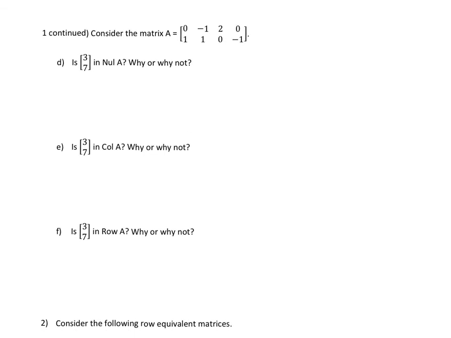So we'll test it. The matrix [0, 1, -1, 1; 2, 0, 0, -1] times [3, 7]. Does that equal the 0 vector? The matrix A is 2 by 4, and this vector [3, 7] is 2 by 1, and these inner dimensions don't match. You can't even multiply them together, let alone get the 0 vector. So this is definitely a no.